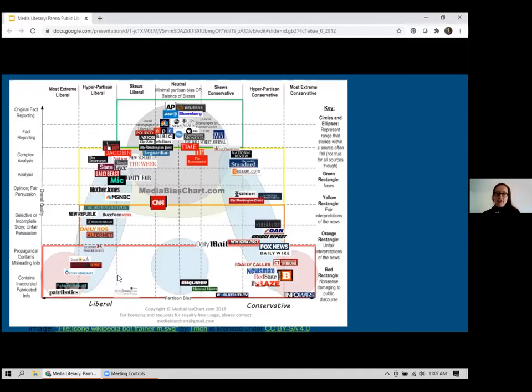And then you can see left to right is like if it's more liberal leaning or conservative leaning. As you get into more people trying to push you towards the conservative side or the liberal side, you can see the chart sort of as the upside down V shape.